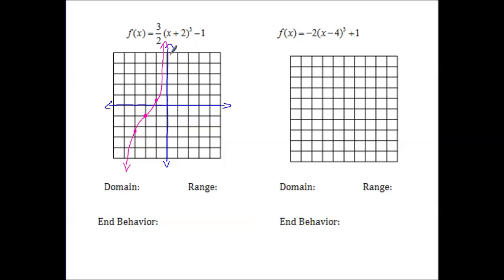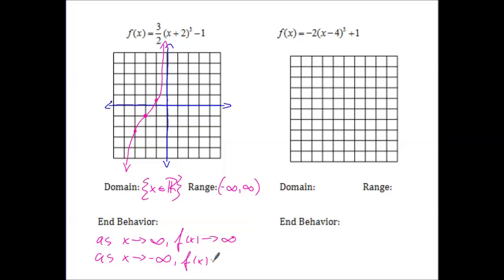What can we say about the domain? Looking at it again, the domain is all real numbers. And the range, this time flipped set notation and interval notation, the range goes from -infinity to +infinity. Let's look at our end behavior. As x goes to infinity, f of x goes to infinity, and as x goes to -infinity, f of x also goes to -infinity.